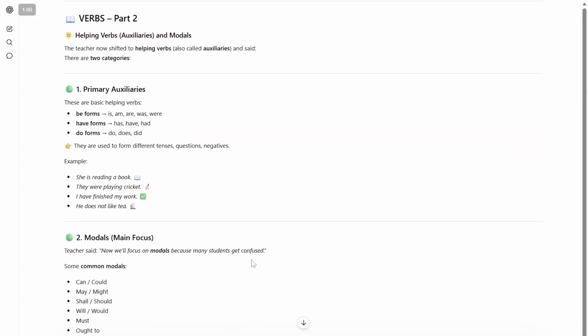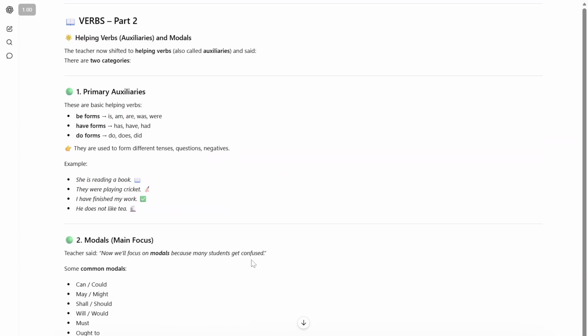The teacher now shifted to helping verbs, also called auxiliaries, and said there are two categories. First, primary auxiliaries. These are basic helping verbs. Be forms: is, am, are, was, were. Have forms: has, have, had. Do forms: do, does, did. They are used to form different tenses, questions, and negatives.